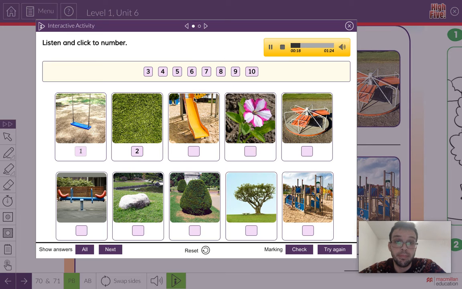3. I can play on the roundabout in the park. Number 3, I can play on the roundabout. Which one is number 3?